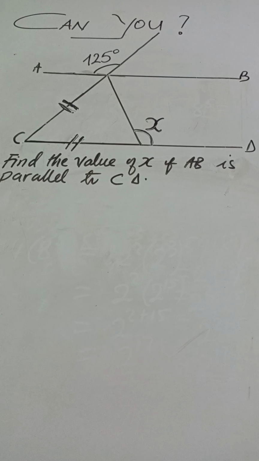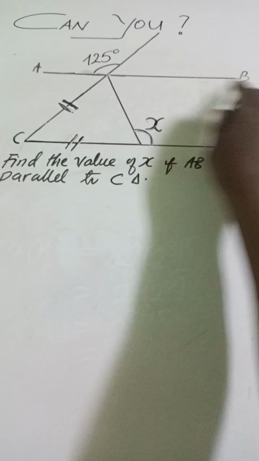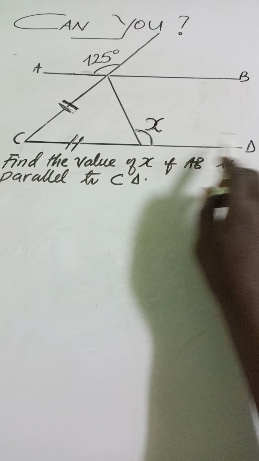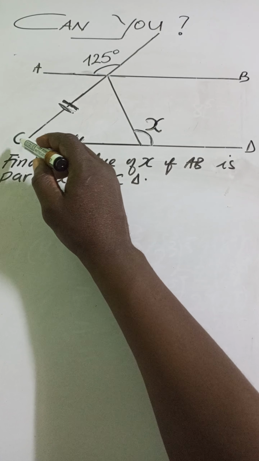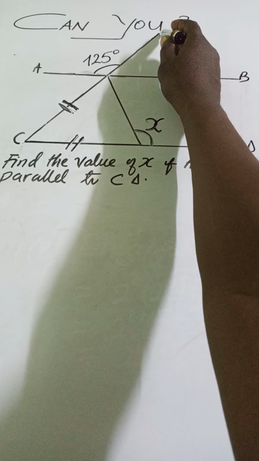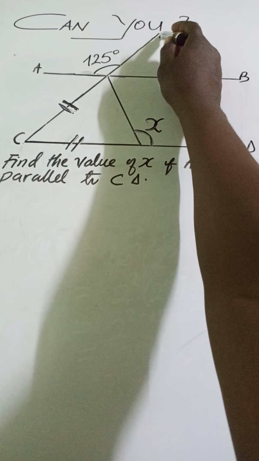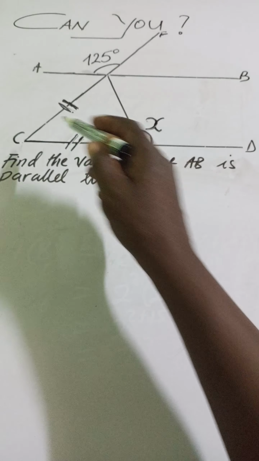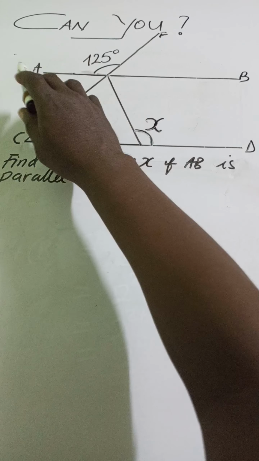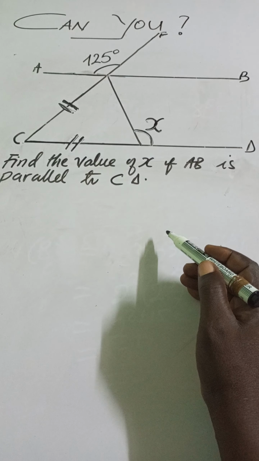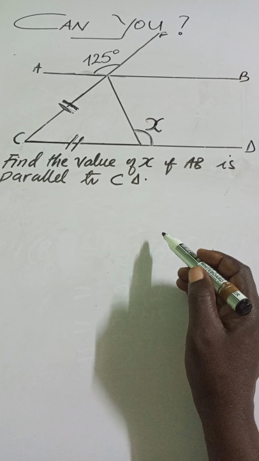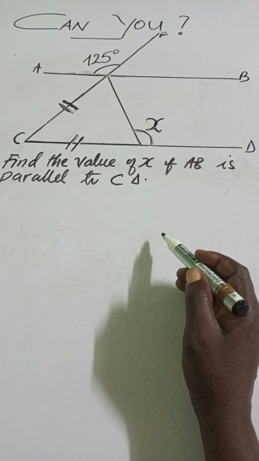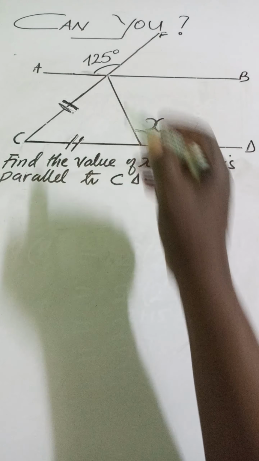On this diagram, the lines AB and CD are parallel. We have to take note. And then, of course, therefore, the line CF is a transversal going across the lines AB and CD. So it's a transversal, and we know the properties of a transversal across two parallel lines. That's the first thing we have to take note of on this diagram.